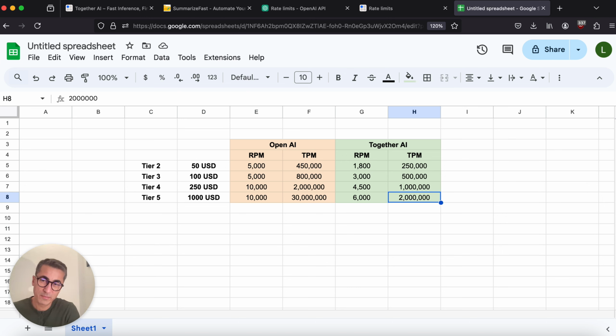Even if it's cheaper, they're not really allowing you to utilize their service equally intensively. In other words, you can send up to 10,000 requests to OpenAI when you are a tier 5 customer. In the case of TogetherAI, you're not going to be able to send more than 6,000 requests per minute, or maybe after sending, let's say, 2,000 requests, you will already consume your 2 million tokens per minute limitation, so that you won't be able to utilize it that much.